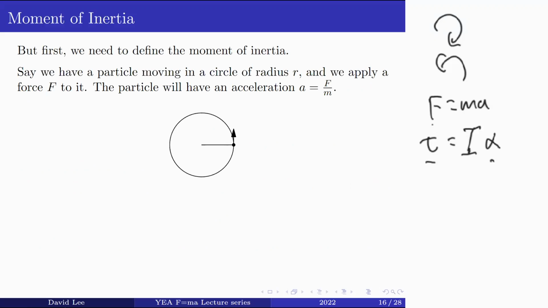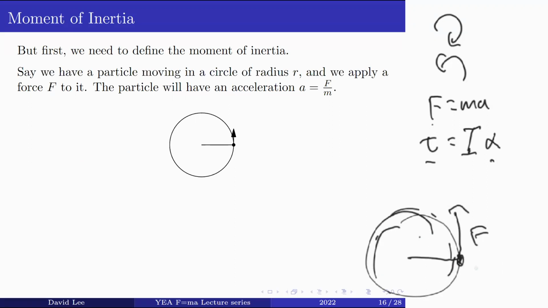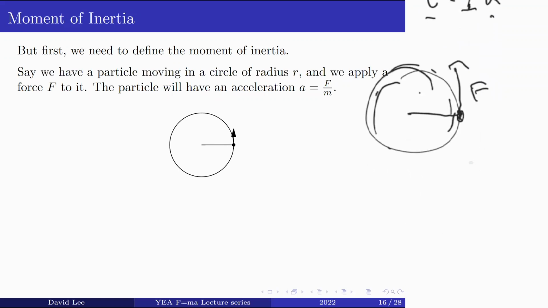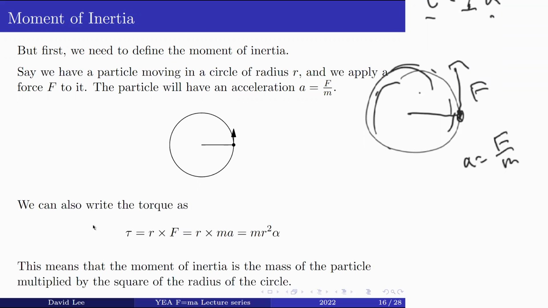So say we have a particle moving in a circle as usual, and we're applying a force. Okay, just one particle here. And by Newton's second law, our acceleration is force over mass. Okay, that's very cool. But what about our angular acceleration? And what about our torque? So the torque is F times R, and the angular acceleration is, well, we know that R alpha equals A, so the angular acceleration is A over R. So now what do we get?